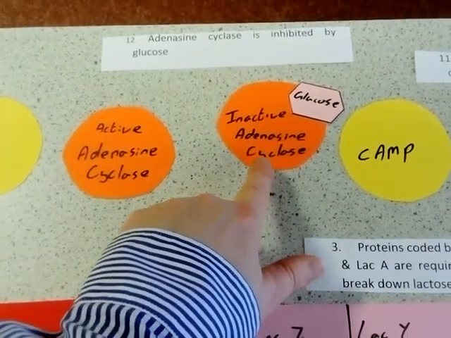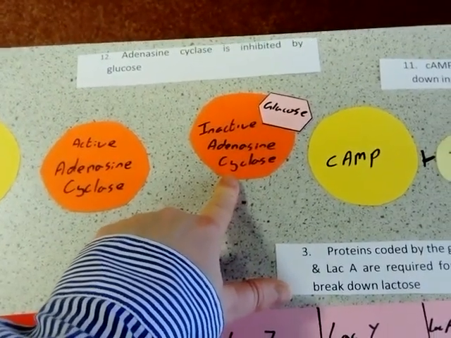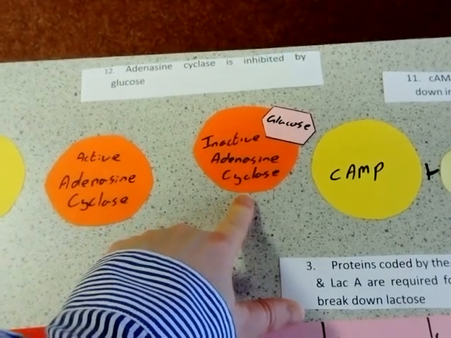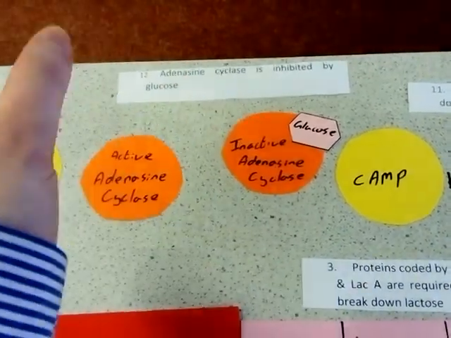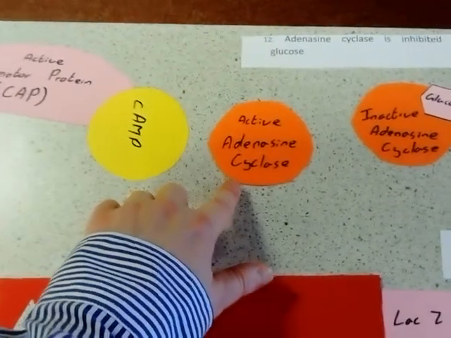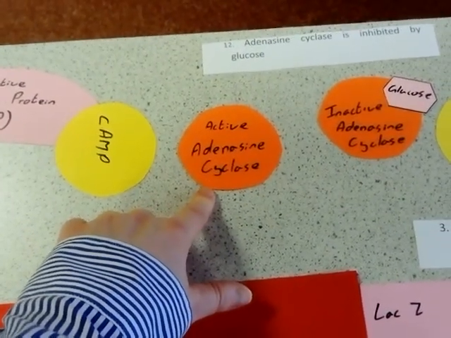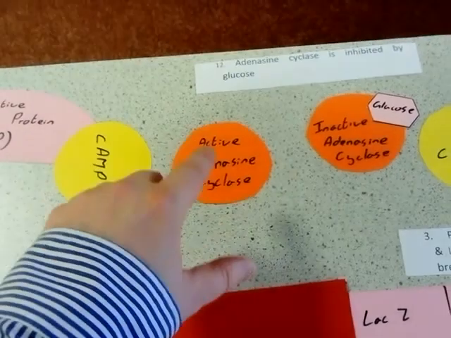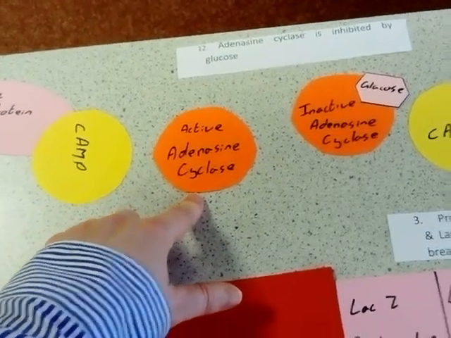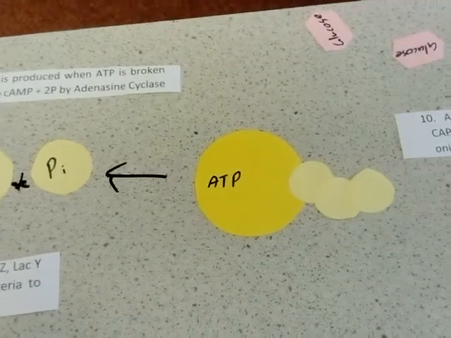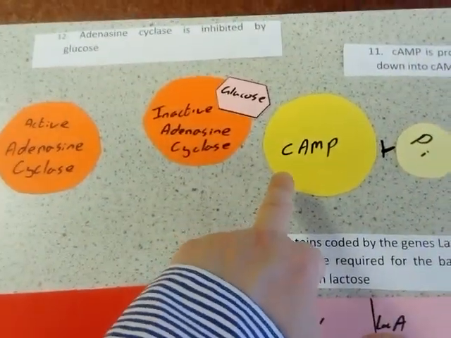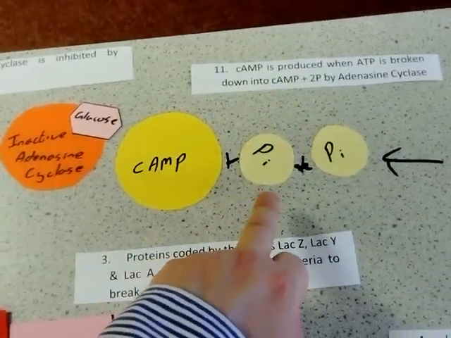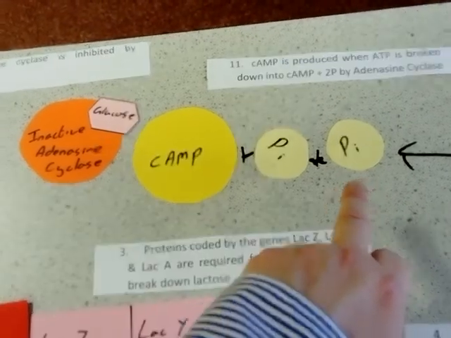When glucose is at high concentrations, that inhibits adenylate cyclase, so it causes it to be inactive. When glucose isn't in high concentration, that causes the adenylate cyclase to not be inhibited, so therefore it's activated. When adenylate cyclase is activated, it breaks down ATP into cyclic AMP and 2 inorganic phosphates.